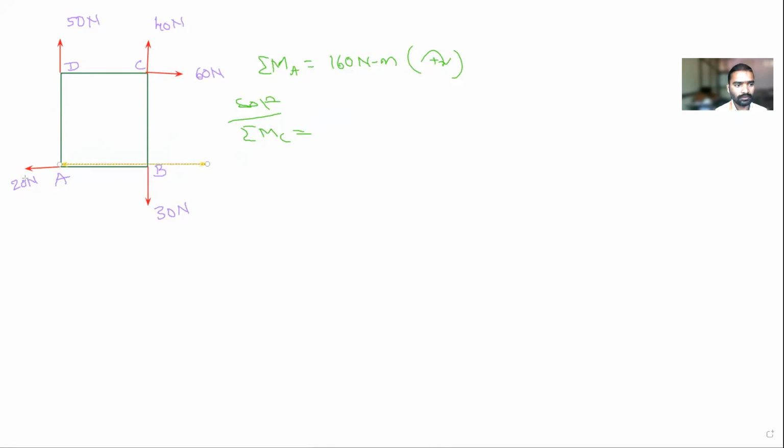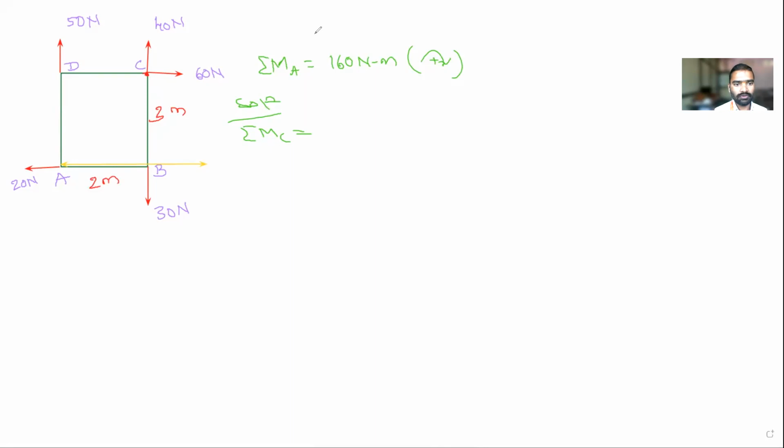Everyone, the line of action of the moment at A is here. So 60 Newton force, this is the 60 Newton. This is the point, moment about C. What is the distance between this force and the line of action of this point? How much is the distance? Vertically it is 3 meter. Horizontal is 2 meter.